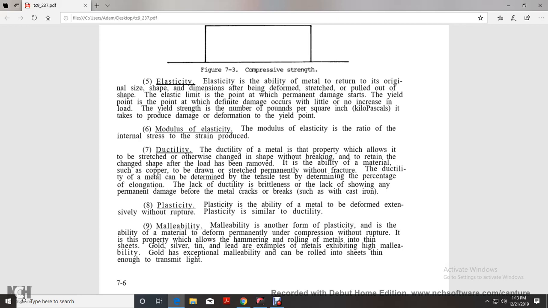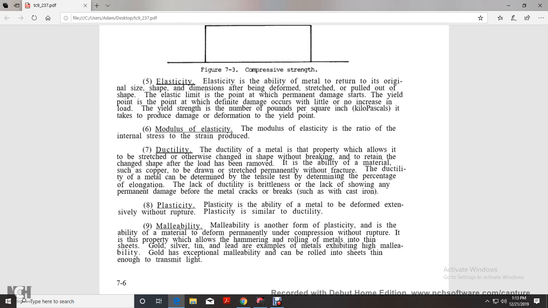Ductility of a metal is the property that allows stress to change the shape of the metal without breaking, retaining the change in shape after the load has been removed. It is the ability of a material such as copper to be drawn or stretched permanently without fracture. The ductility of a metal is determined by tensile strength and by the percentage of elongation. The lack of ductility is brittleness, showing no permanent damage before the metal cracks or breaks, such as cast iron.